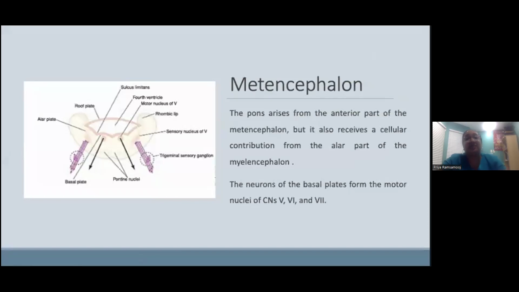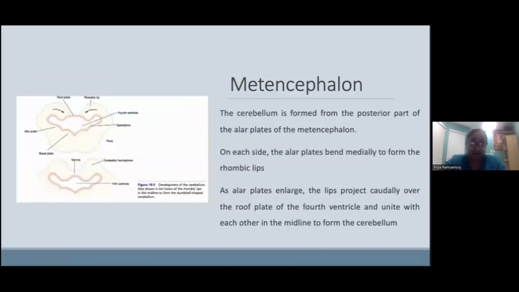So moving on to your metencephalon, you have your pons arising from the anterior portion of your metencephalon. Of note, it also receives a cellular contribution from your alar part, and these neurons of the basal plate will then form your nuclei of cranial nerves 5, 6, and 7. And the axons of these pontine nuclei go transversely to enter the developing cerebellum of the opposite side. And that's how you end up with your transverse pontine fibers and the middle cerebellar peduncle.